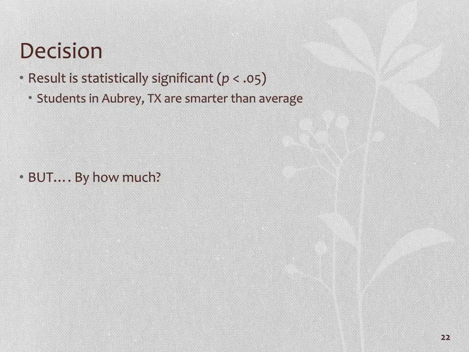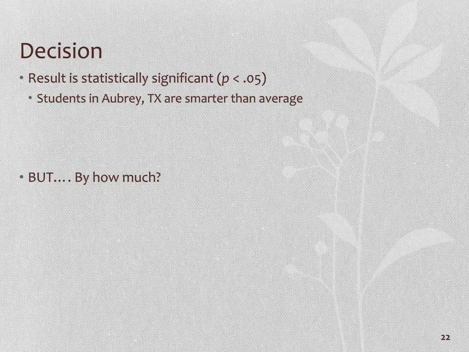With the z-score, we go back to our good friend, the unit normal table, find the probability of finding that score or a score more extreme, and we found that it was very, very small. So I think it was 0.005, which is less than 0.05, so we can reject our null and conclude that students in Aubrey, Texas are smarter than average.